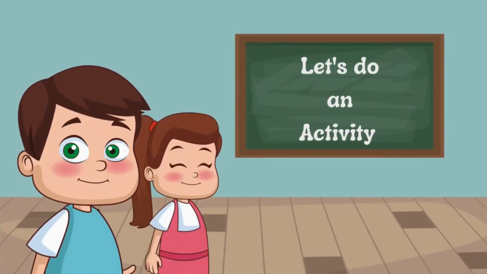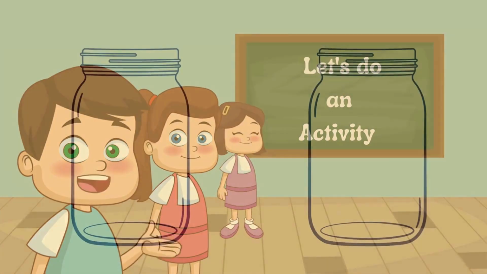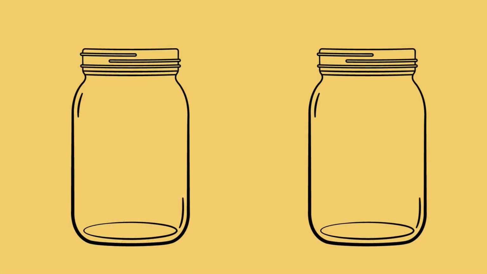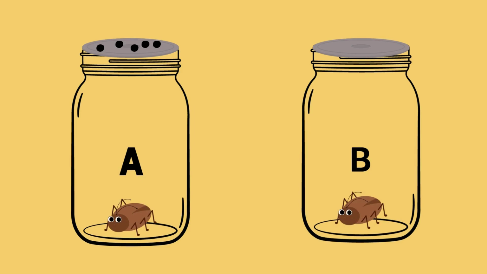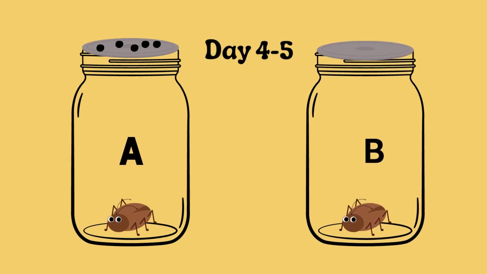Let's do an activity. Take 2 jars with tight-fitting lids. Make small holes on the lids of one jar. Label a jar with A and label the other jar with B. Put a cockroach in each jar and close the lids tightly. Check them after 4 to 5 days.